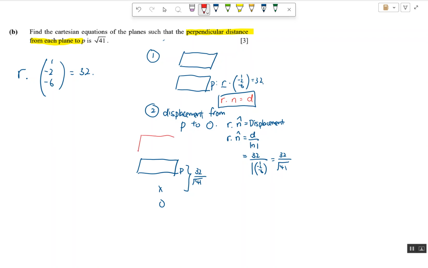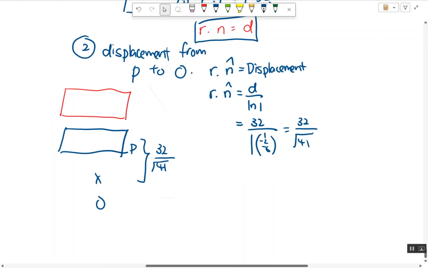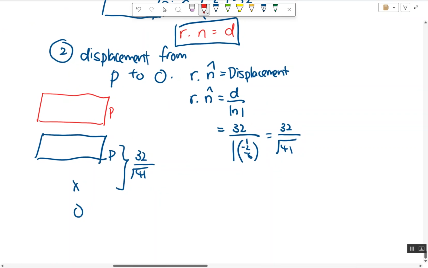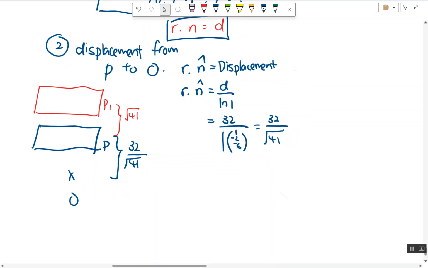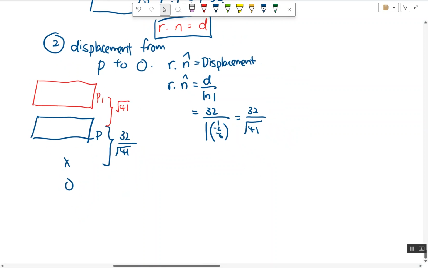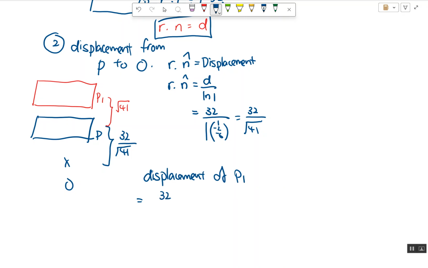The question is asking for an equation of another plane. Let's say this is the red plane, and I'm going to call this P1. P1 is square root 41 away from P. So, what can you tell me about the total displacement of P1 to the origin? The total displacement of P1 is going to be 32 over square root 41 plus square root 41.